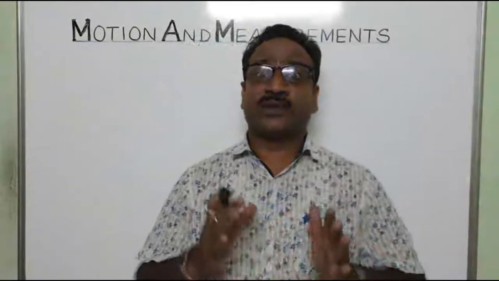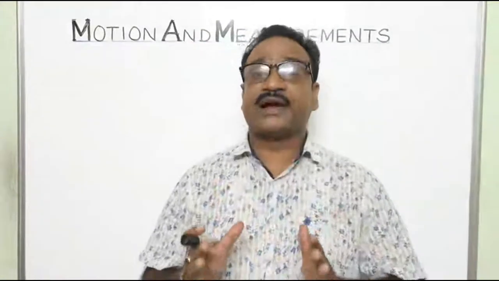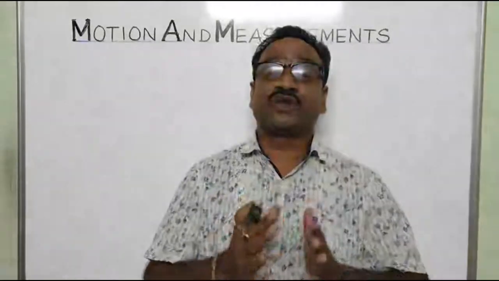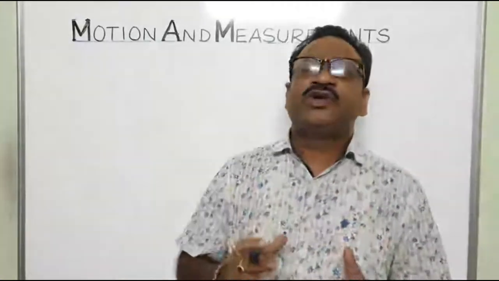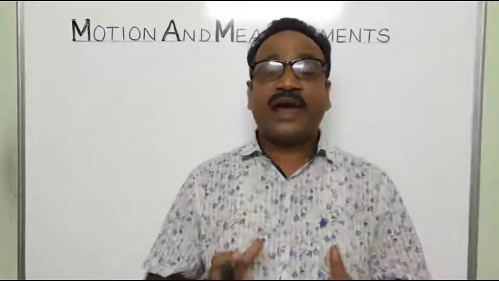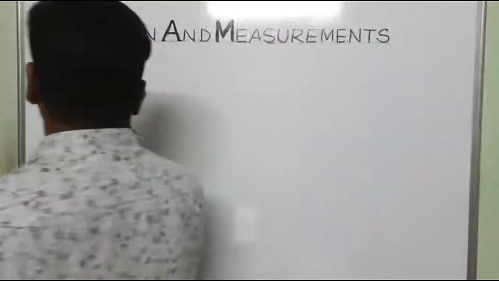When we are measuring length, we use a scale. The position of the eye must be vertically above the point where measurement is to be taken to avoid parallax. This has been discussed earlier. Suppose you want to measure the length of a curved line. How to measure the length of a curved line? I will tell one by one.